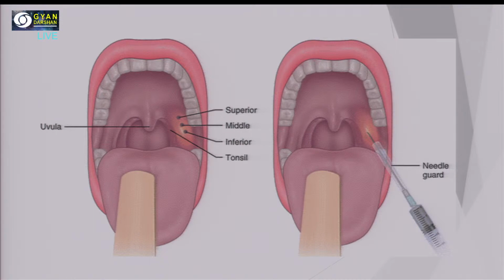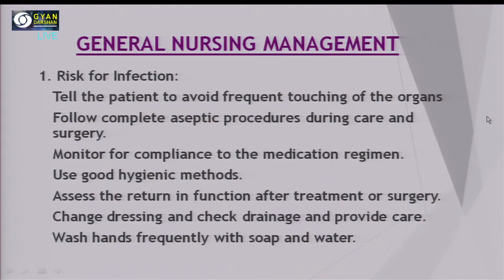So what happens in this case is that we will use a needle guard. As you can see, with the help of the needle guard in the tonsil, we will try to take out any kind of pus which is present so that we are able to help the patient.